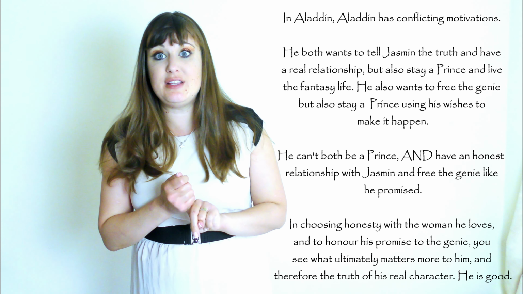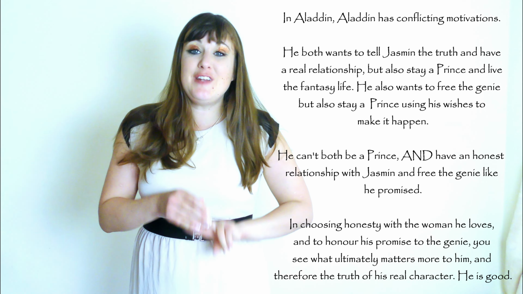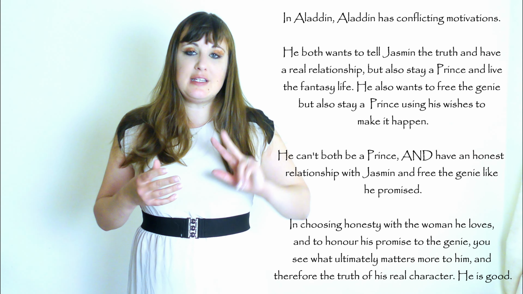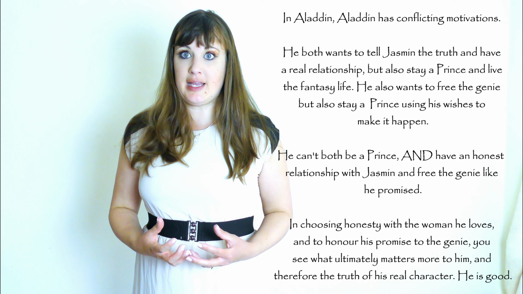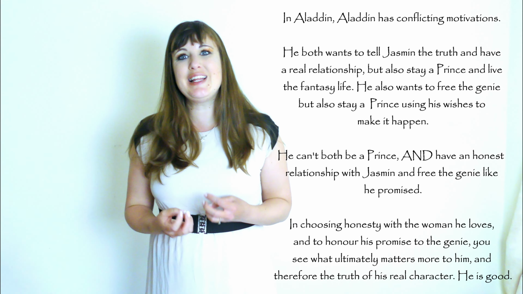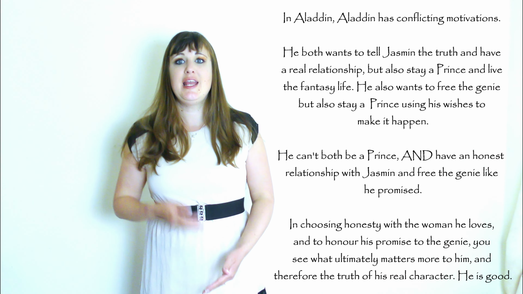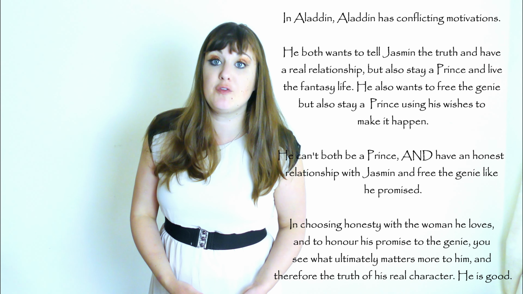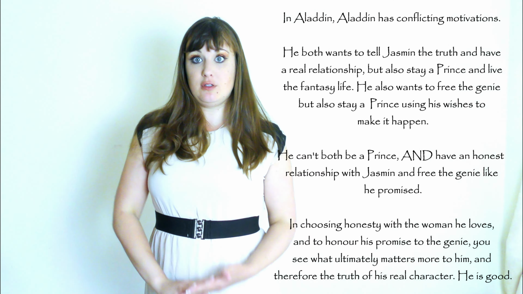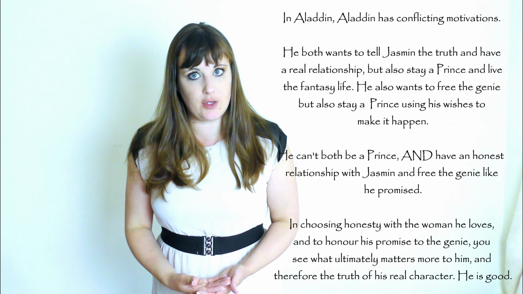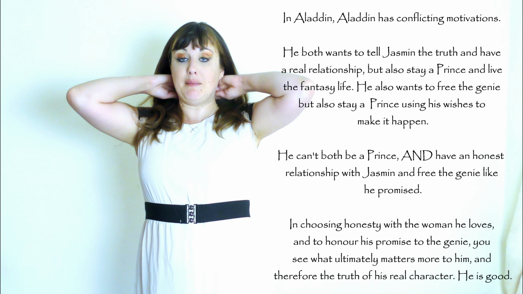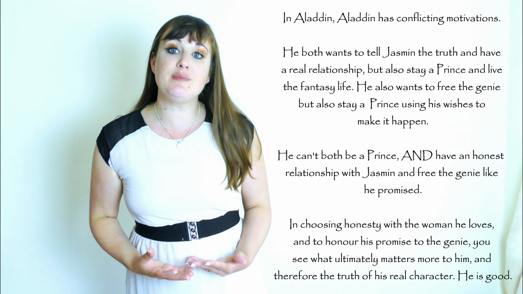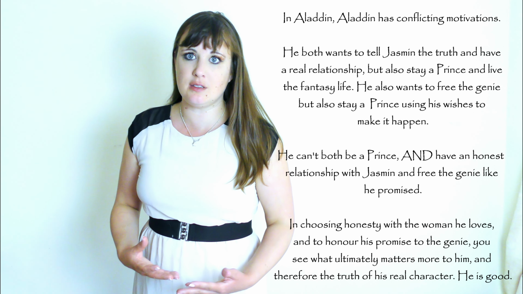Also, he wants to set the genie free. But he has conflicting motivations because he also wants to use his wishes. So you see these internal struggles playing out. You can see that he's battling with the desire to be truthful with Jasmine. He's battling over whether he should free the genie or use the wish for himself. And these are playing all the way through. Like, it's constantly on his mind. The genie reminds him of his promise to free him. That's on his mind. And his love for Jasmine is causing this internal battle within him.